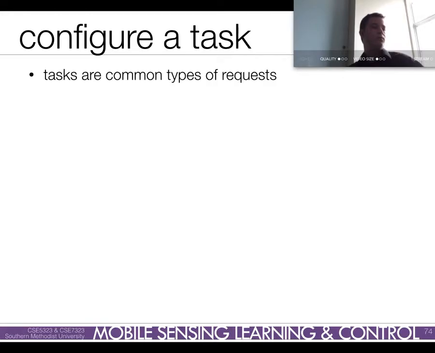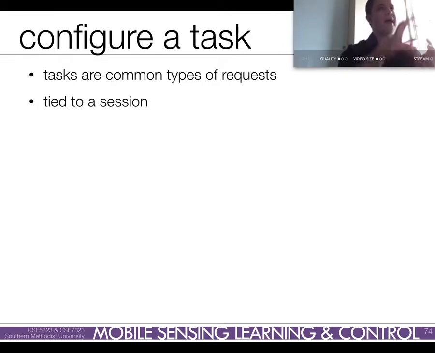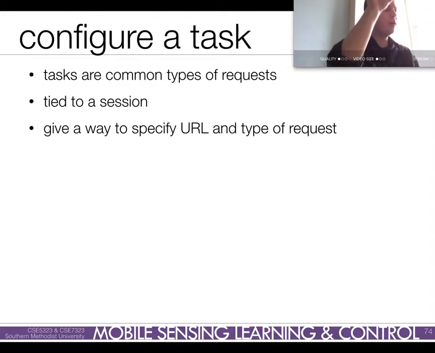Okay. So I want to configure a task. Tasks are basically common types of requests that you're going to do, right? They're tied specifically to a session. So I have this URL session, and now I want to do a task. That task might be a GET request or a POST request. So I need to give it a URL that I'm going to go to. I need to tell it the type of request that it is. What do I mean by type of request? Yes. Get, post, put, delete, that kind of thing. There's a bunch of stuff. Most of the time, get, post, right?